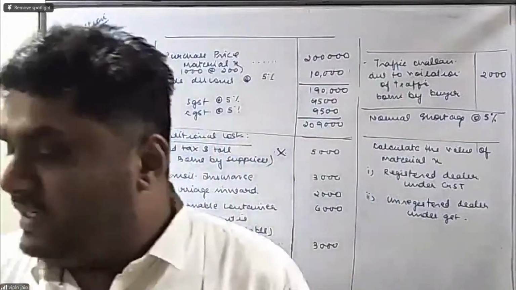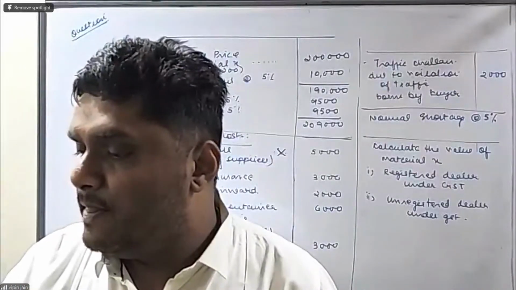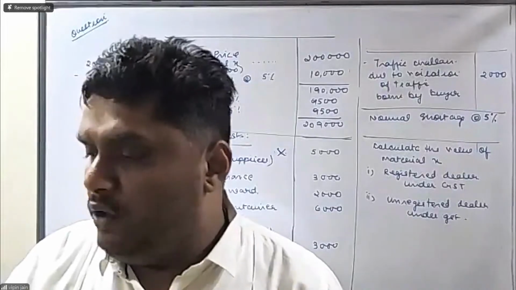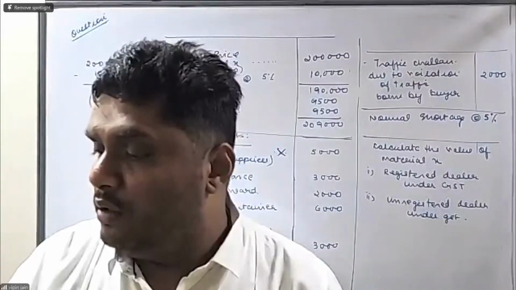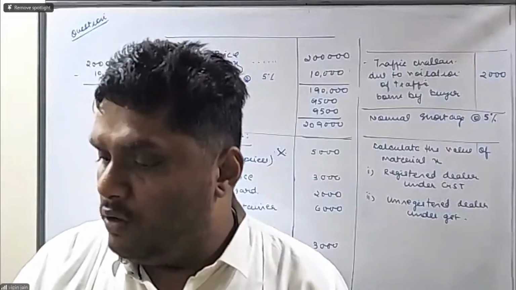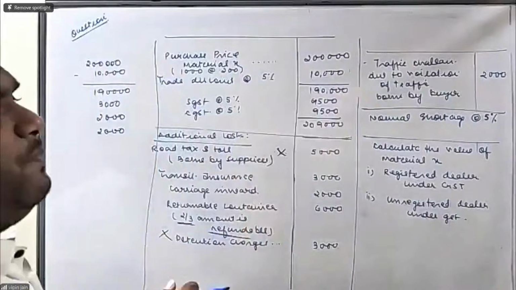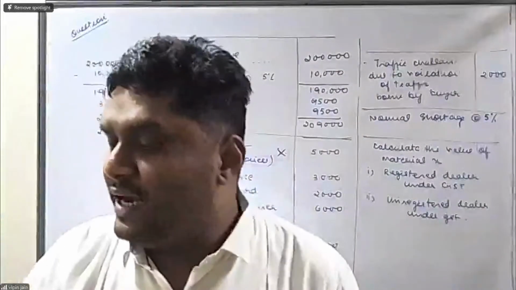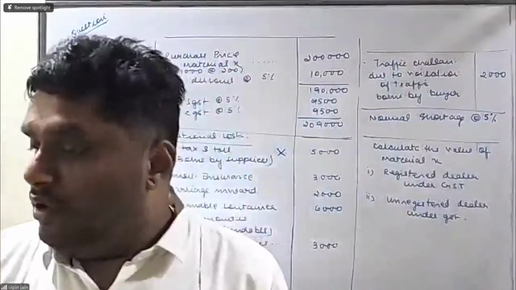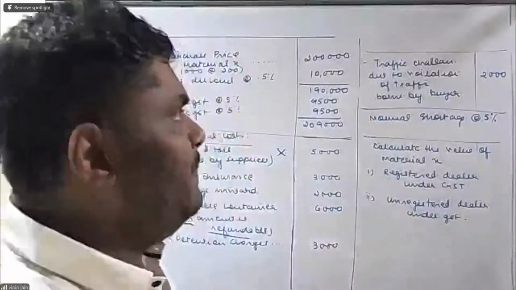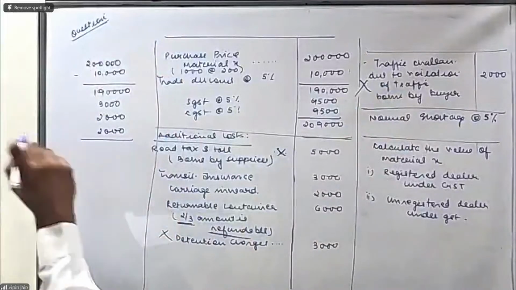Now, next point, detention charges 3,000. What to do? Ignore. No need to add, Shreya. It is to be ignored. Abnormal cost. Well said. So, we will ignore. Now, next point, 2,000. That is the traffic challan paid. We will ignore. Being an abnormal cost, we will ignore. So, what will be the total now?